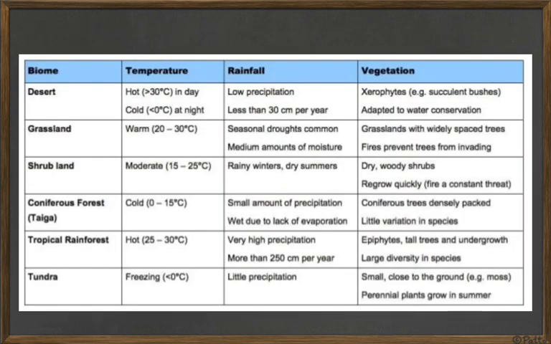One interesting thing to keep in mind is to know characteristics of some biomes, like temperature, rainfall, and the vegetation. So for example, deserts can be very hot during the day and very cold during the night. The main characteristic is very low precipitation, and they have xerophytes. Xerophytes are succulent plants like cactus that are specialized in conserving water.